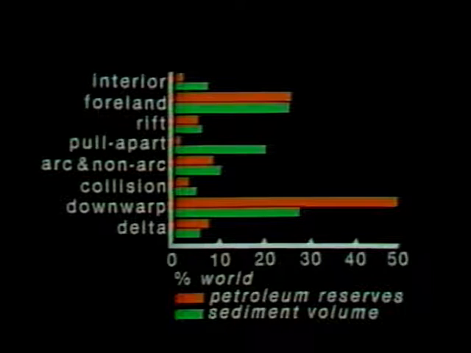However, there are 2 notable exceptions: the downwarp basins, which are exceedingly rich for their sediment volume, and the pull-apart basins, which appear petroleum poor. On the average, downwarp basins have yielded much more petroleum per unit sediment volume than any other basin type. High petroleum-yielding basins in any class can usually be related to special features that enhance their source, reservoir, cap rock, and trap potential. And these special features are most often optimal in downwarp basins. The most striking example of this is the Arabian-Iranian Basin, which is the world's richest petroleum basin.